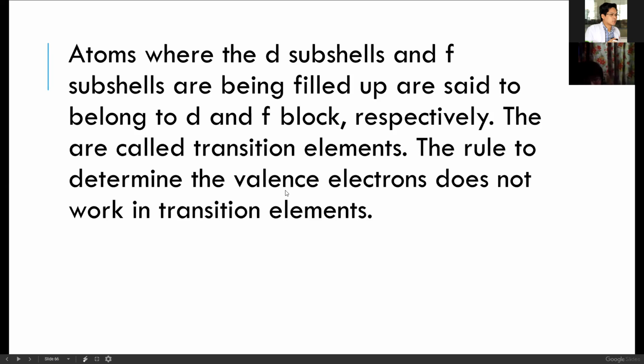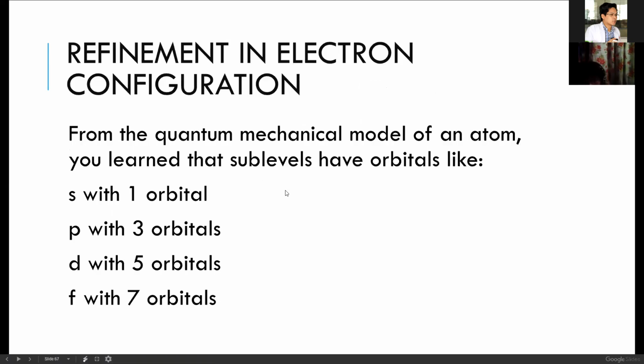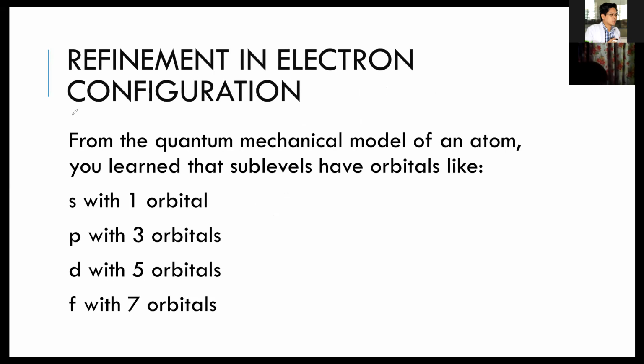Okay. Let's move forward. Refinement of electron configuration. Again, in the quantum mechanical model of an atom, you learn that subshells or sublevels have orbitals. The S sublevel has 1 orbital because it can only hold a maximum of 2 electrons. I will annotate so you can see. In the S, it can only hold up to 2.